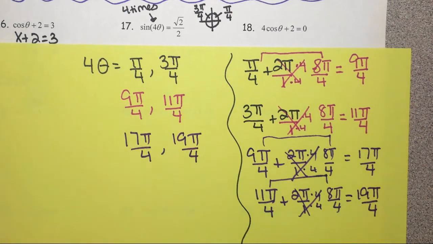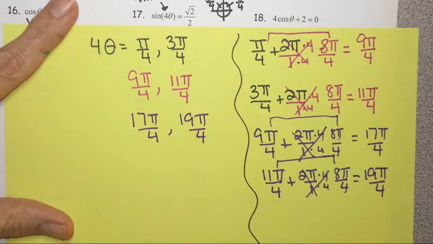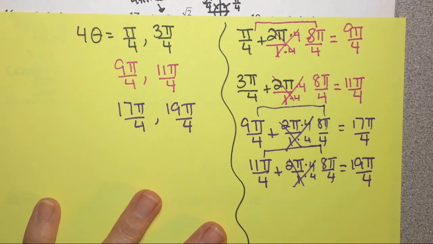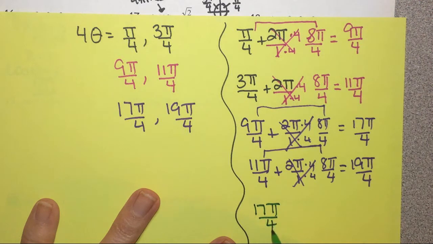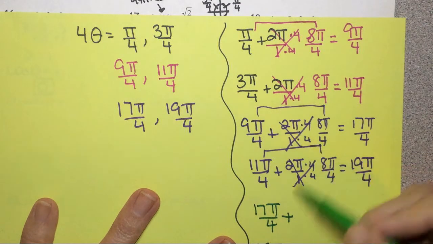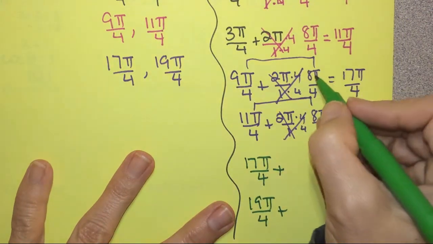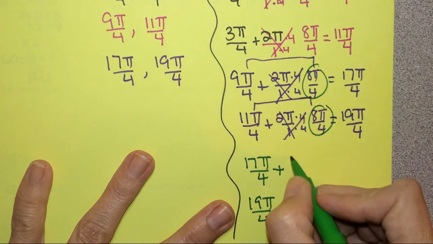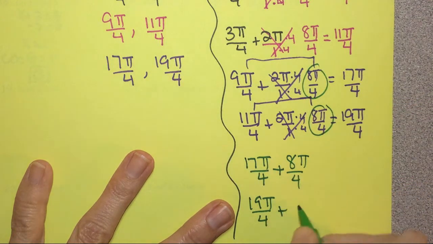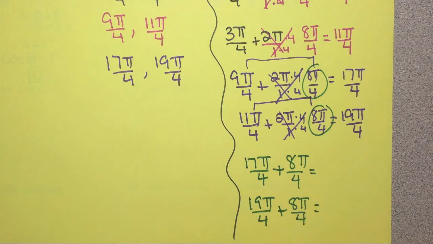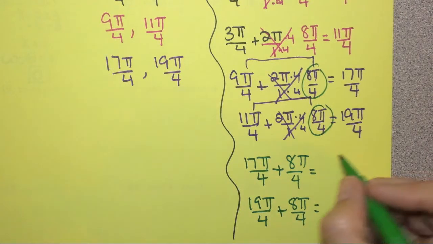All right, so I got to do it one more time, and I'm hoping by this time that you can do some of this without having to write everything down. So you have 17 pi over 4 plus, and we're going to have 19 pi over 4 plus. I already know that my denominator is going to need to be a 4, so I know I'm going to want this 8 pi over 4. It's the same as 2 pi. I just already have gotten the common denominator twice, and I'm tired of doing it. So 17 plus 8 is 25 pi over 4.